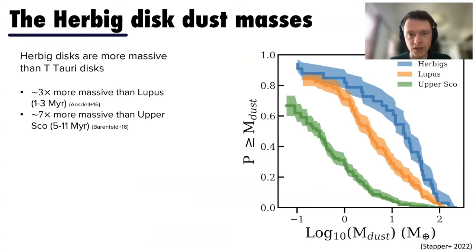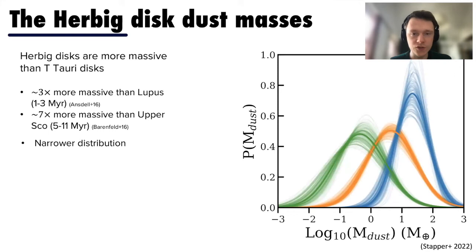We can also fit a log-normal distribution through these cumulative distributions to obtain these probability distributions. And here we can clearly see the differences in dust masses, and also that the Herbig dust mass distribution is narrower than for the other two. So there's a smaller range in possible dust masses, which is likely linked to the smaller range in stellar masses.